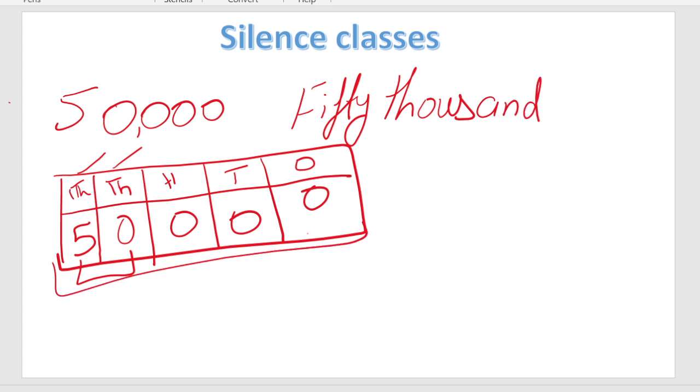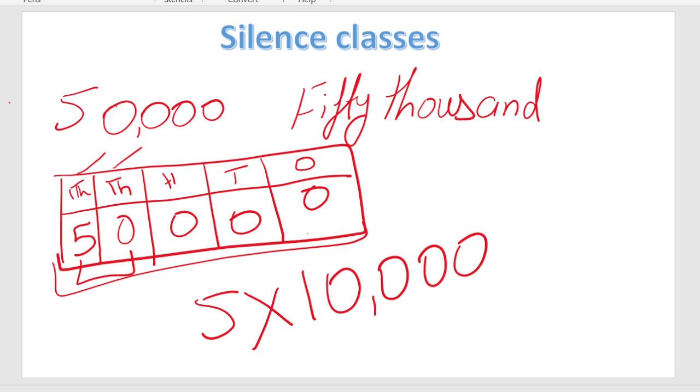Okay, now if we have to expand this number, we have to write 5, then we have to multiply it by 10,000, because it is in the 10,000 place. All the other numbers are 0, and any number multiplied by 0 will come 0 only. So this is the answer of the number 50,000.